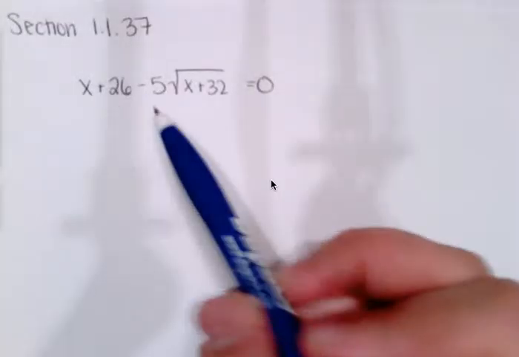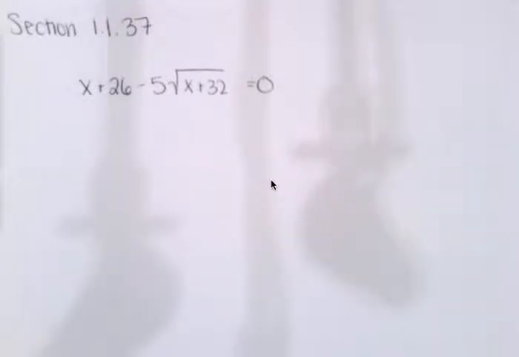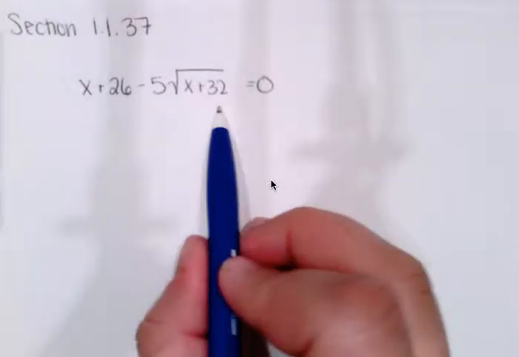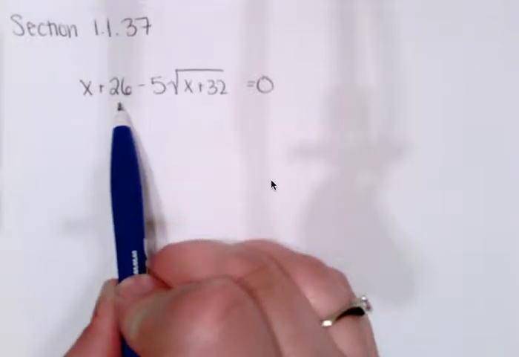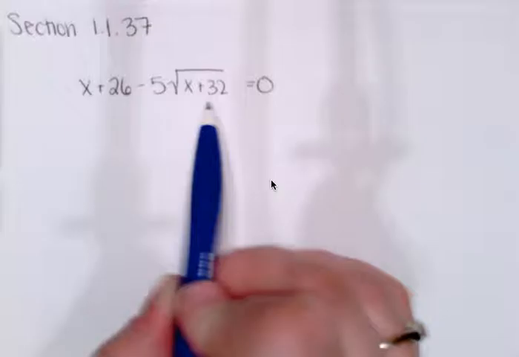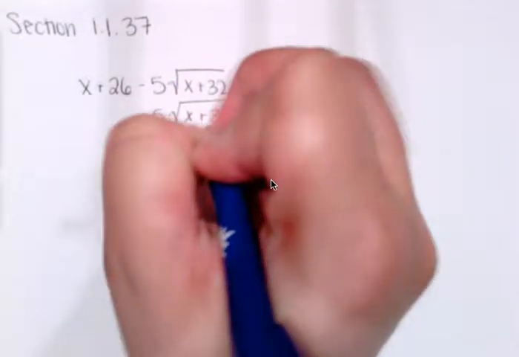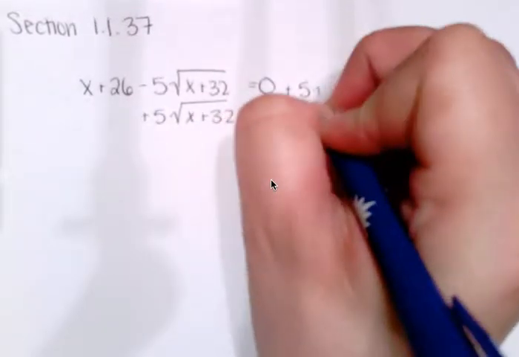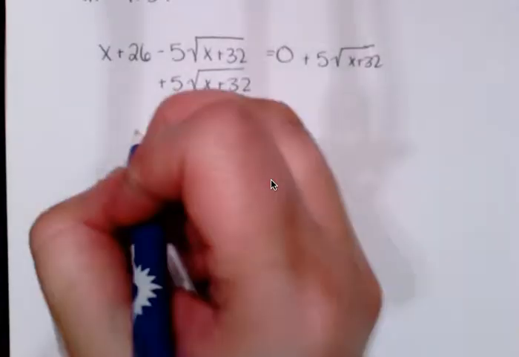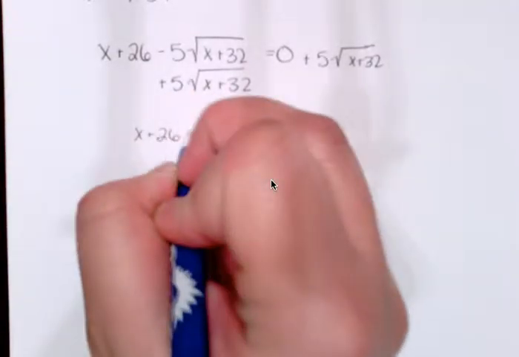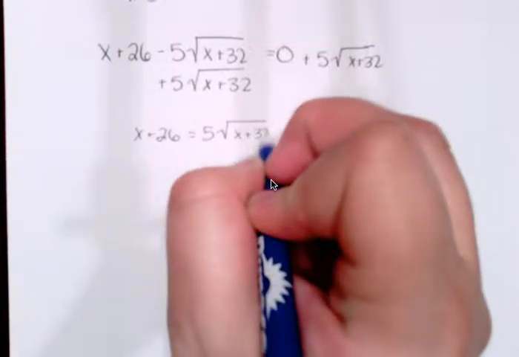Well, the problem here is when we try to do that, we have this whole square root trapping one of our x's. So the first thing we're going to do is isolate the square root and then keep everything else on the other side. Since it's x plus 26 minus 5 times all that square root, I'm just going to go ahead and add this square root to the other side. When you do that, you'll get x plus 26 equals 5 times the square root of x plus 32.